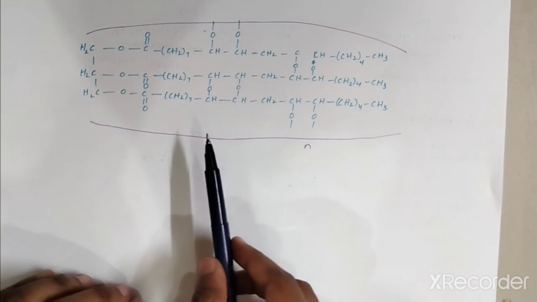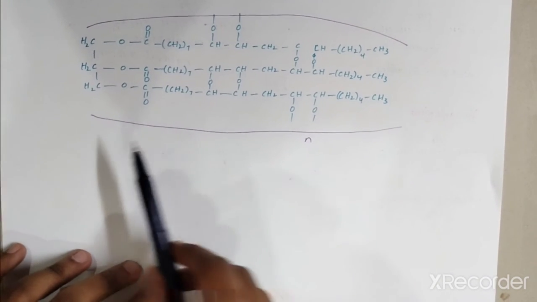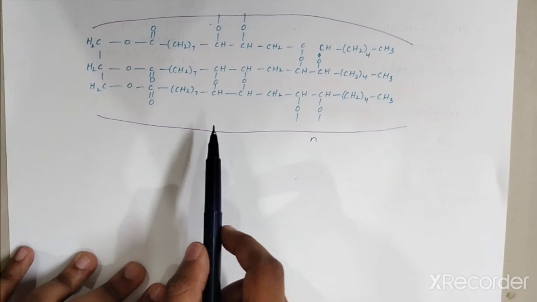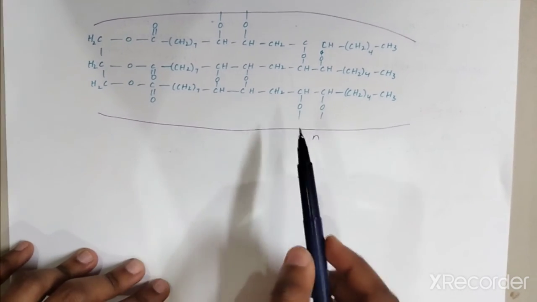This is the polymer of dried paint film. The functionality of the triglyceride ester of linoleic acid is 12.